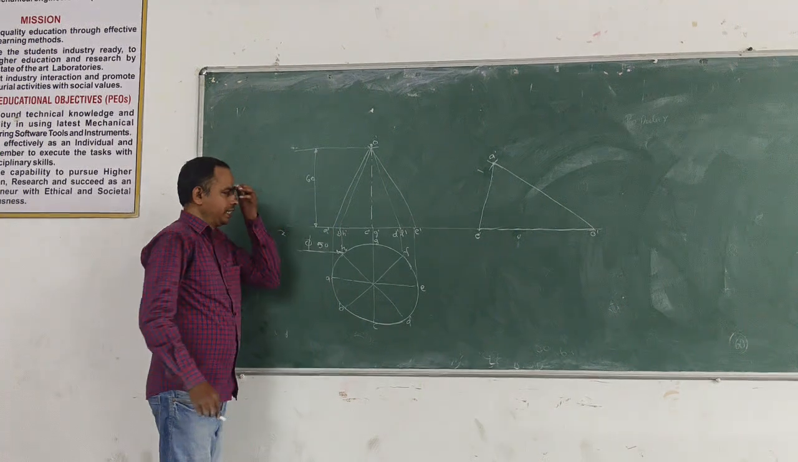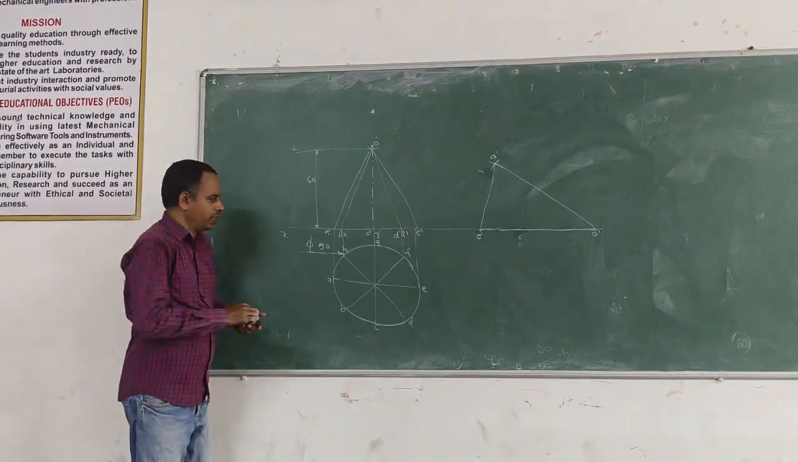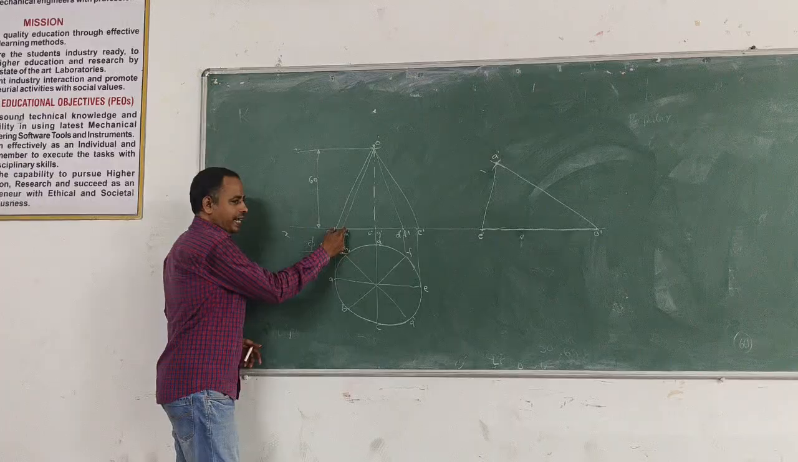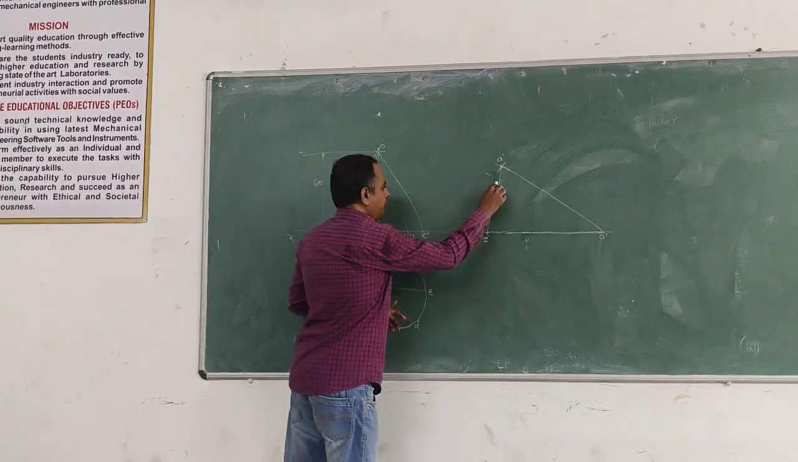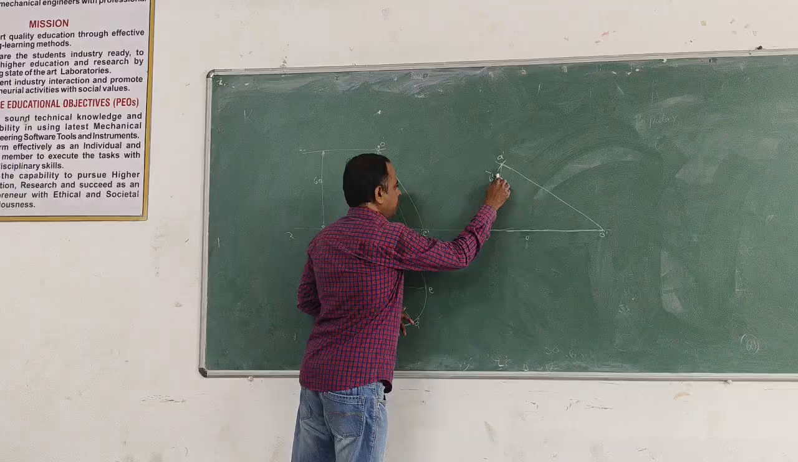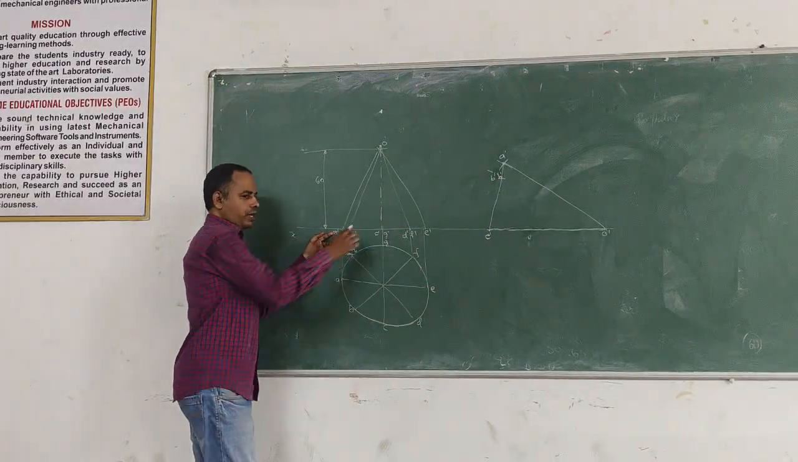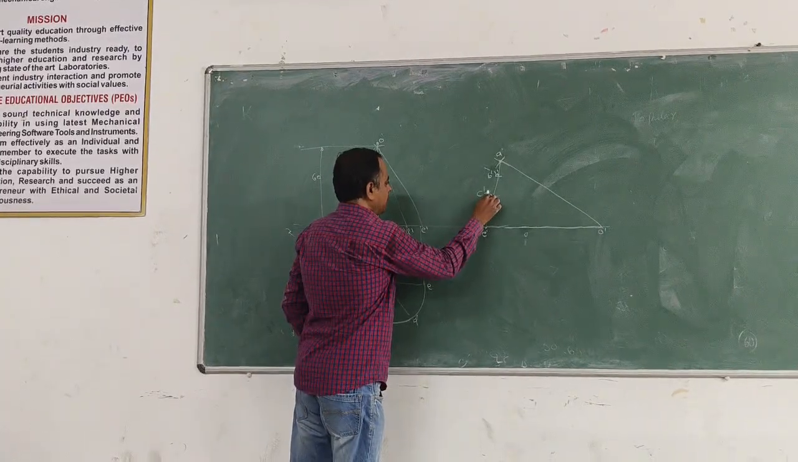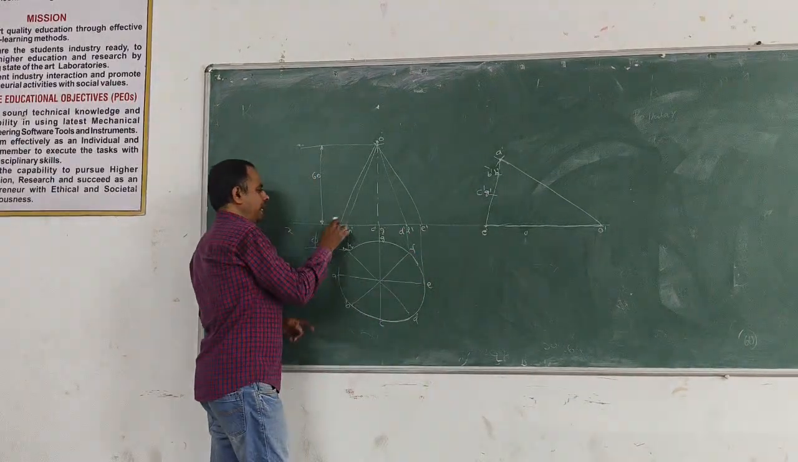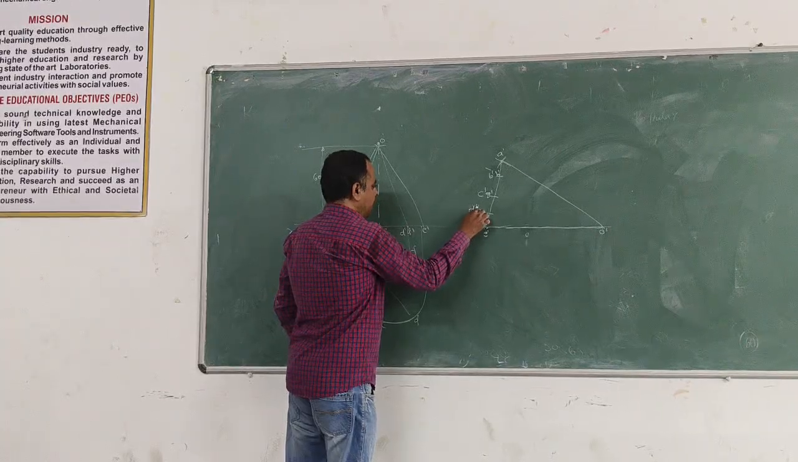Right? Now after getting this A dash point, we need to shift all other points. For that, you need to measure this distance A dash to B dash, and you need to transfer it here. So A dash to B dash. Similarly, here you need to shift. Next, A dash to C dash: you need to measure with the compass and shift here. So C dash and G dash. Now the last point, A dash to D dash, you need to shift here. So D dash and F dash.